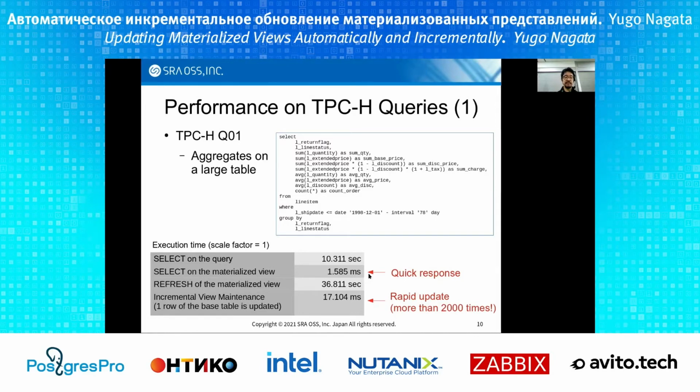On the other hand, using incremental view maintenance, when one tuple of the base table is updated, it takes only 70 milliseconds. And the view is updated automatically. The view is updated so rapidly. This is more than 2,000 times faster than normal refresh.